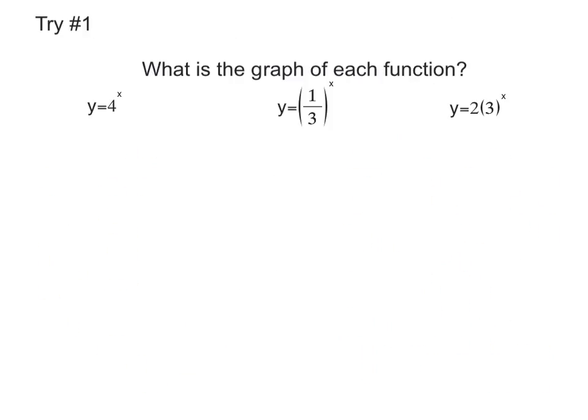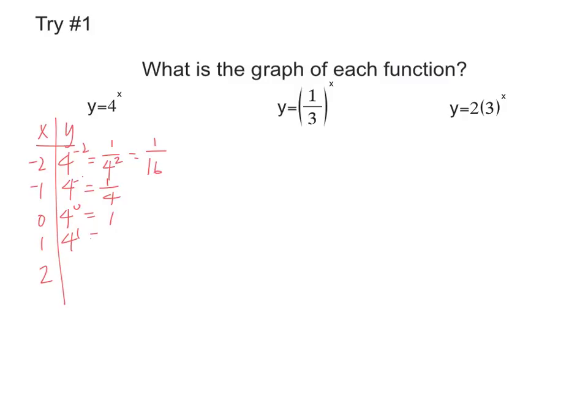Alright, so it says what is the graph of each function? Again, we're going to use the same values. So we're going to use x and y, -2, -1, 0, 1, and 2. Alright, so it's going to be 4 to the -2nd, which we know is really the same thing as 1 over 4 squared, which is 1 over 16. 4 to the -1st, which is really 1 over 4. 4 to the 0 is 1. 4 to the first is 4. 4 squared is 16. I'm going to try and graph this below.